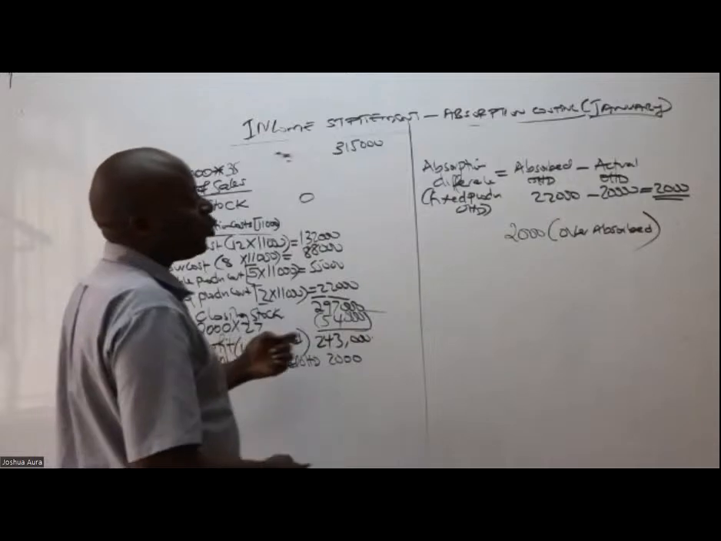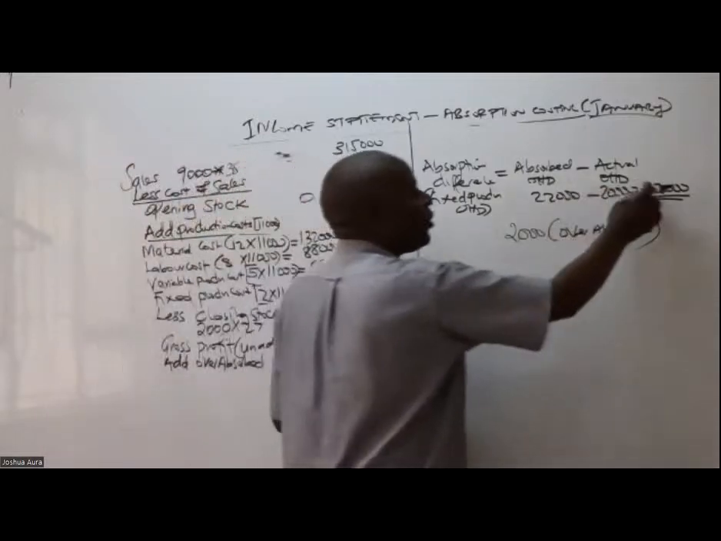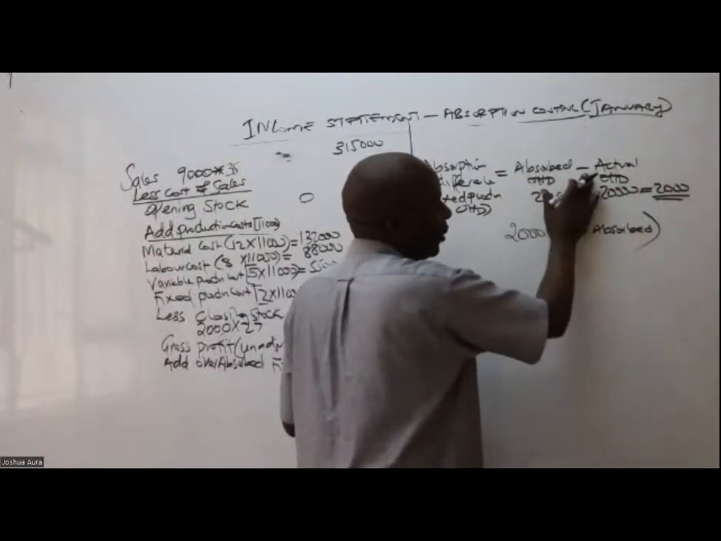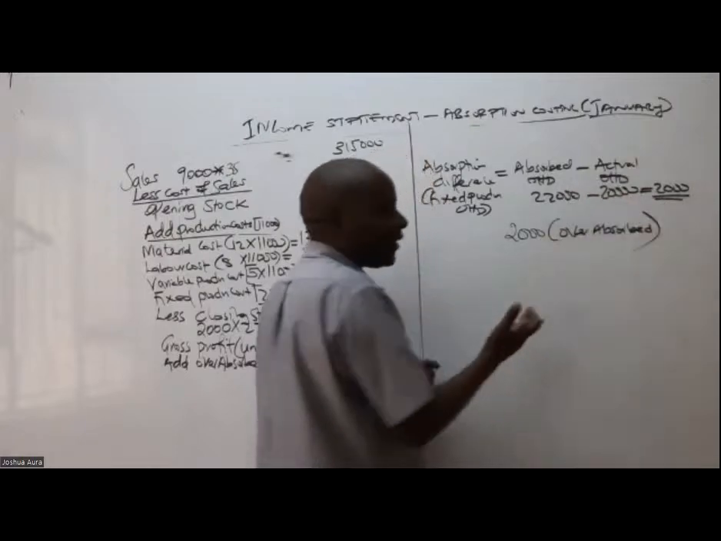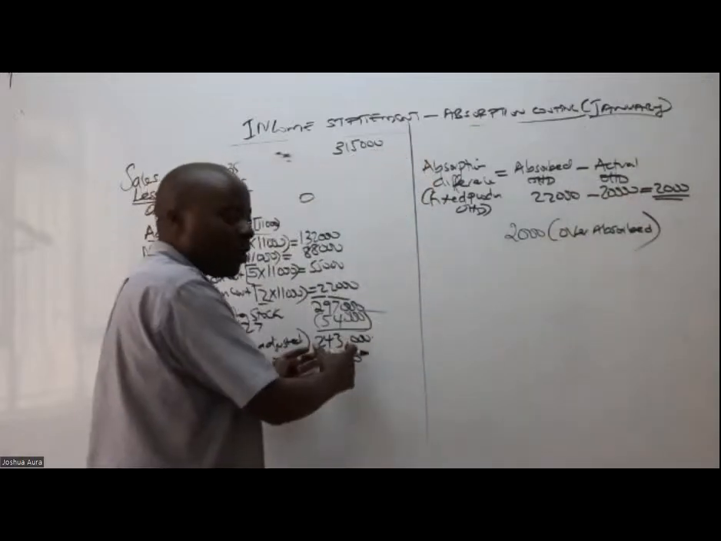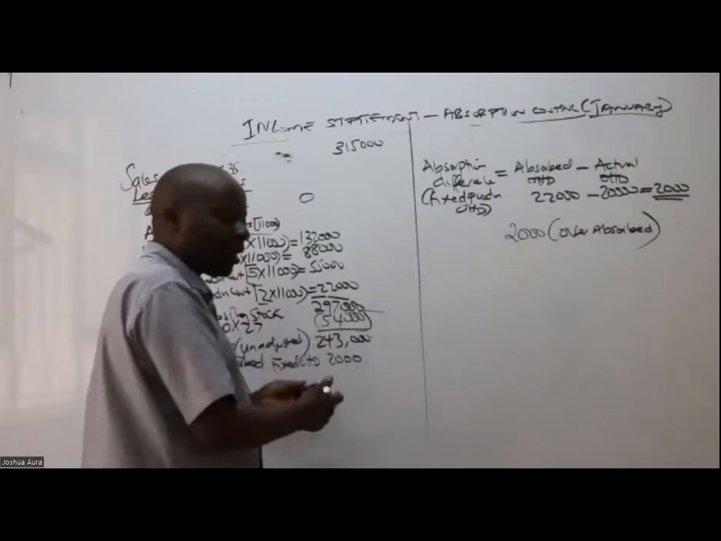What you can also do to remember this is that, so long as you follow this absorbed minus actual, whenever you get this figure as positive, the easier way is for you to come and do what here? Just add back. You add back.